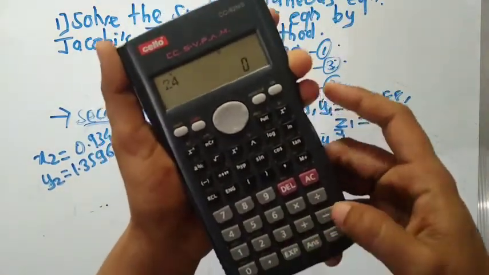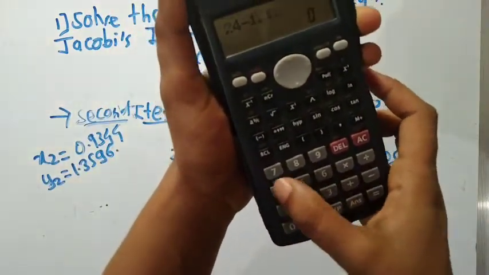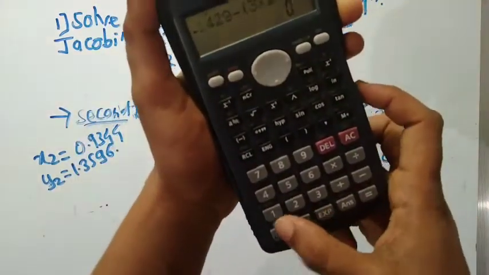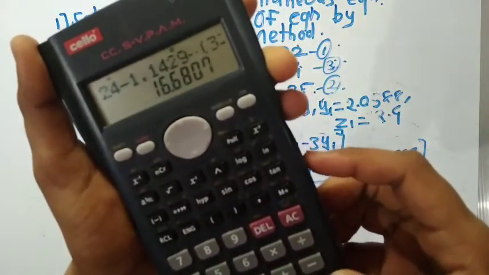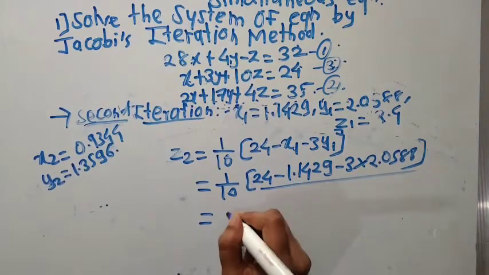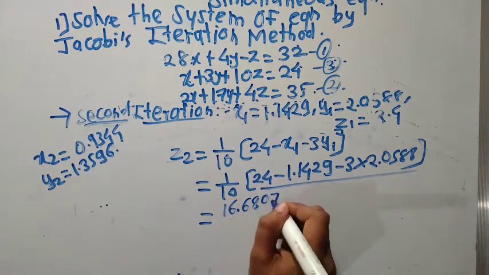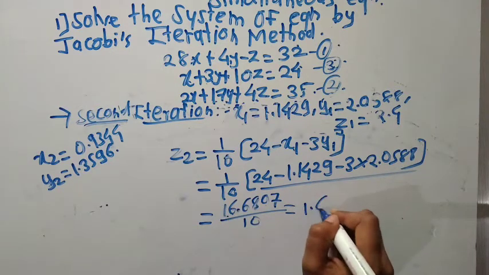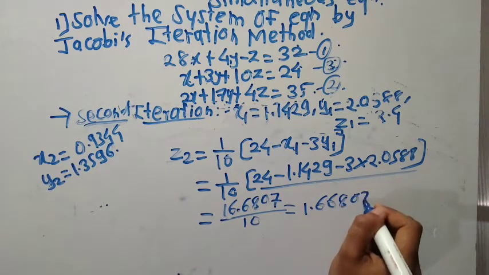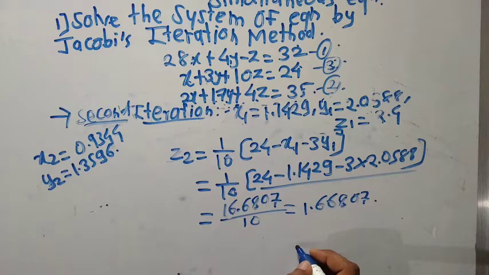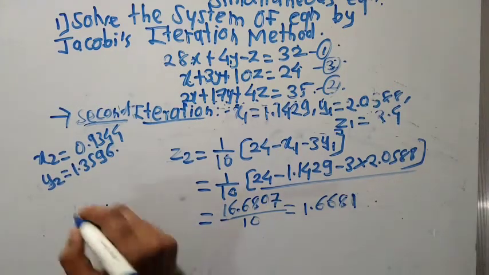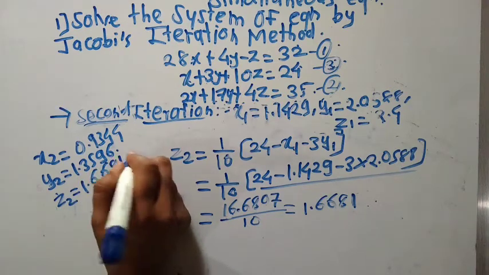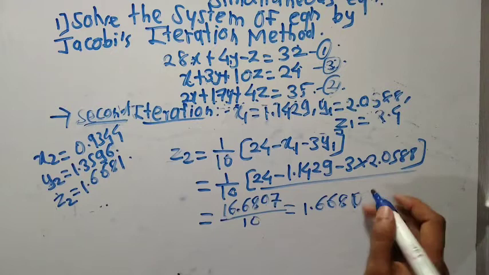24 minus 1.1429 minus 3 into 2.0588 is 16.6807. 16.6807 divided by 10 is equal to 1.66807. So z2 is equal to 1.6681.